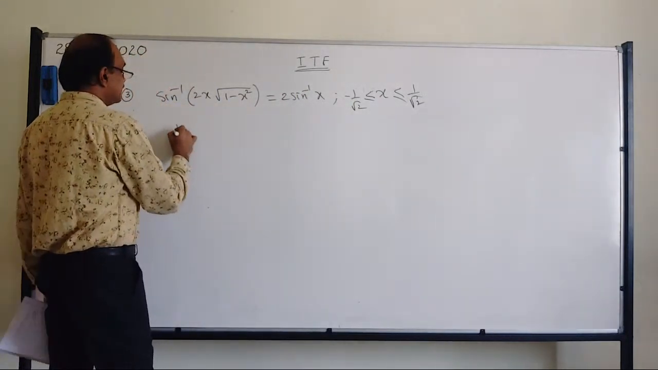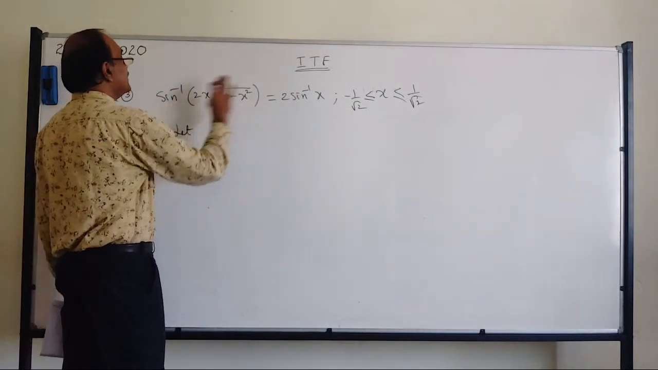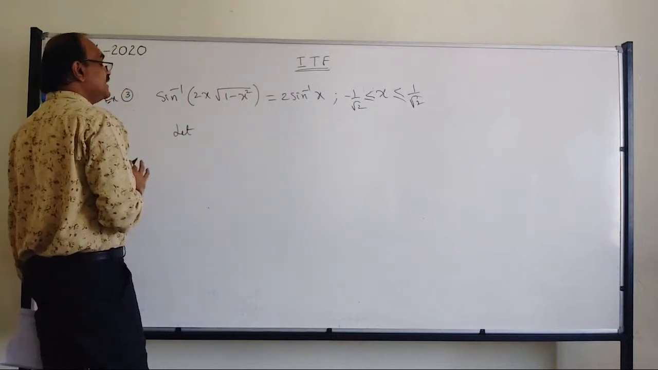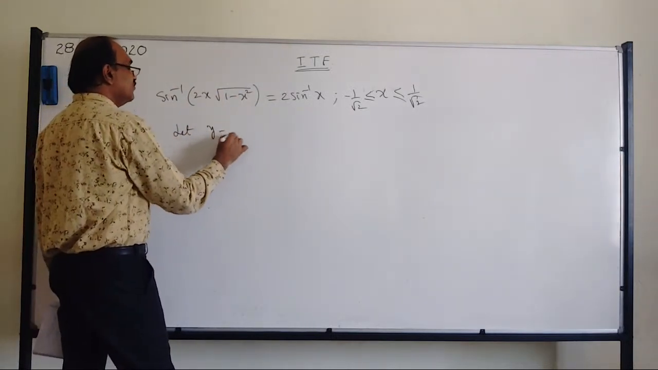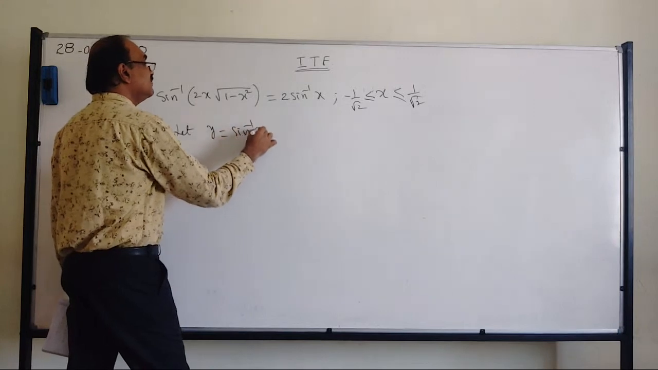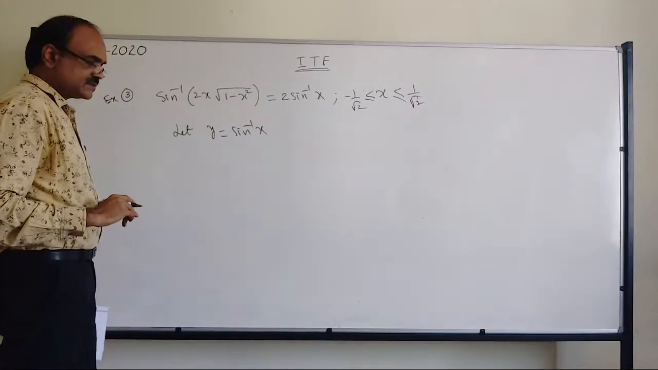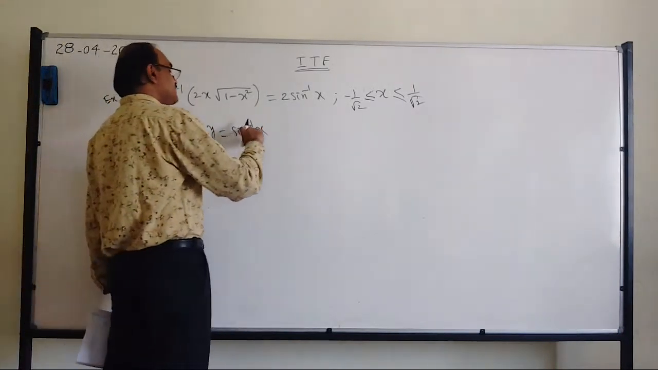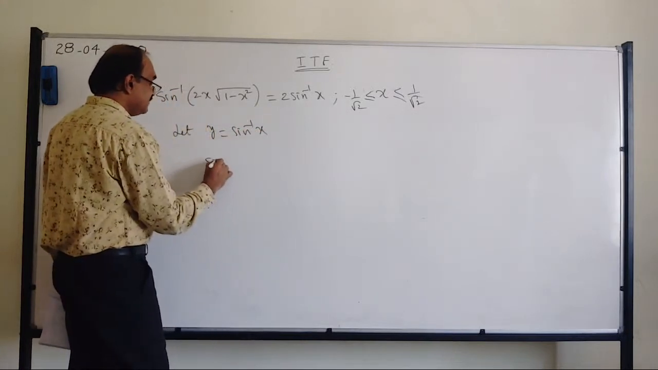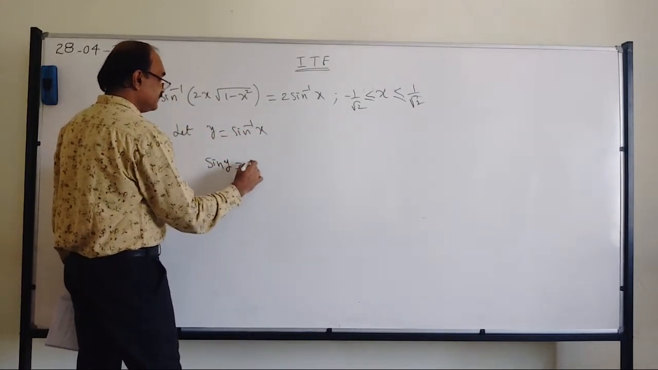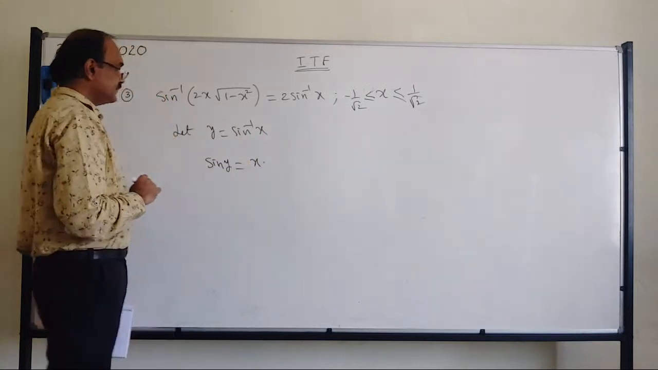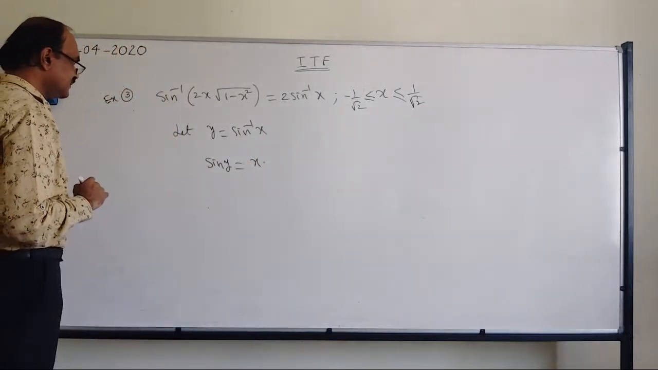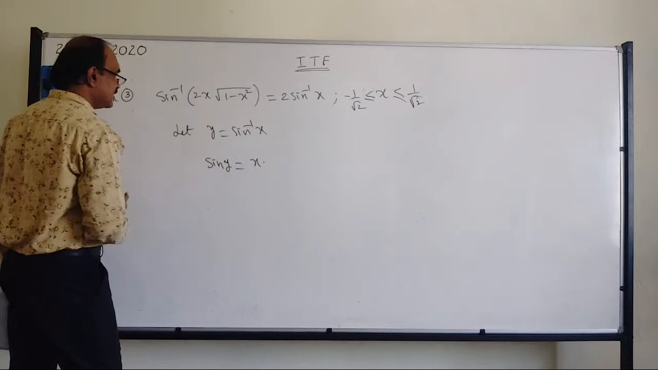Same thing here, whenever you don't know anything, you just put a function. What function is there here? Sin inverse. So you just put y equals sin inverse x. You can start with this. Now what you do, same process, sin you send this side. Sin y is equal to x. Right? Sin y is equal to x. So keep this at one side.